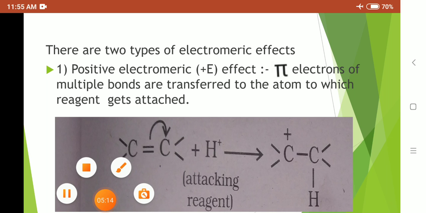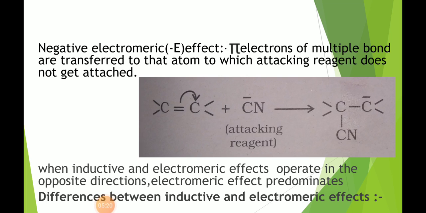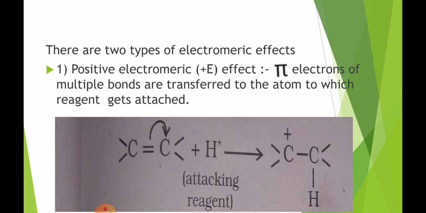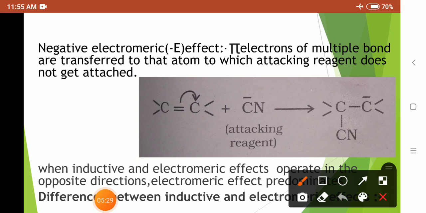Now second effect is negative electromeric effect, minus E effect. So in this case, pi electrons of the multiple bond are transferred to the atom to which the attacking reagent does not get attached. That means the pi electrons go to the carbon on which the attacking reagent does not attach. See the example given here. The attacking reagent is CN minus, which has a negative charge. So pi electrons are moving to the second carbon.